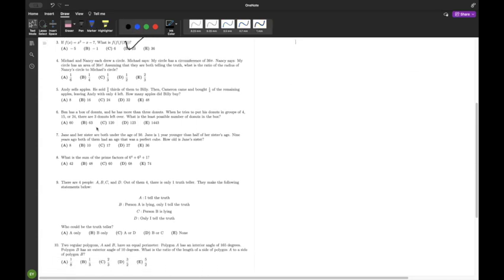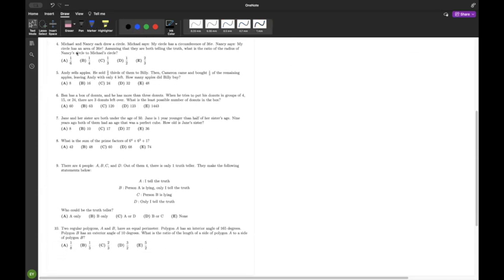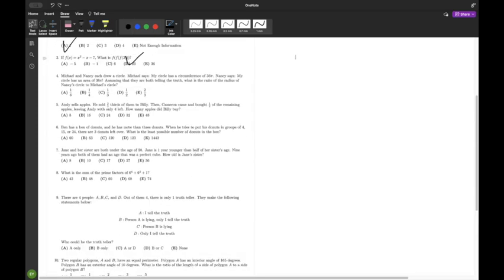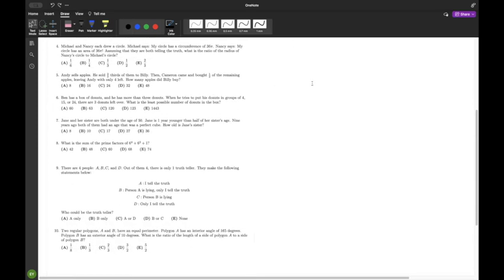Number four. M and N each have a circle. M says, my circle has a circumference of 36 pi. N says, my circle has an area of 36 pi. This is not a factorial because if it were a factorial, there should be a period here, but there is not, so it's just an exclamation mark. Assuming that they are both telling the truth, what is the ratio of the radius of N's circle to M's circle? Okay, is there anyone who solved this problem? Has anyone solved this problem?